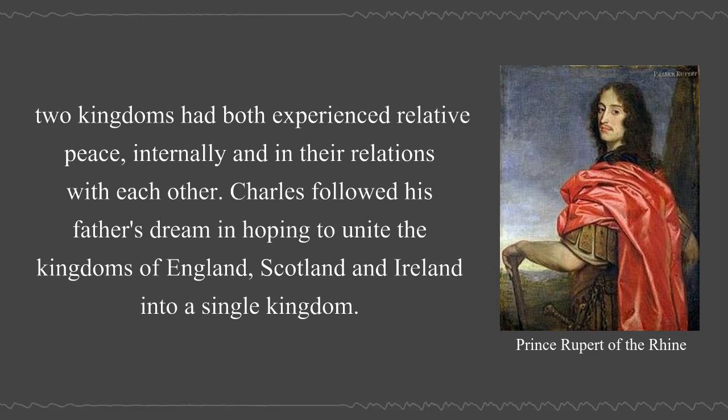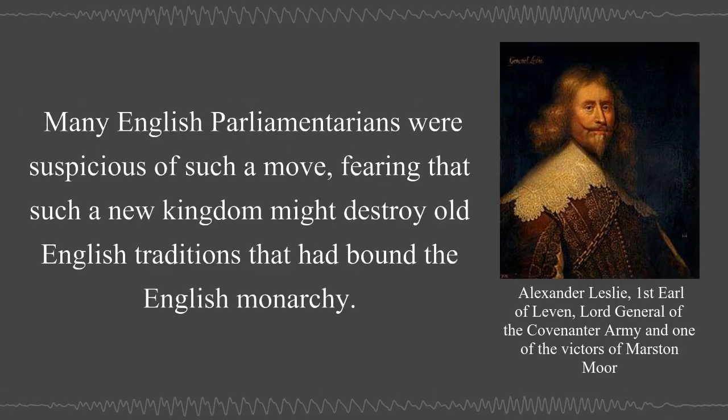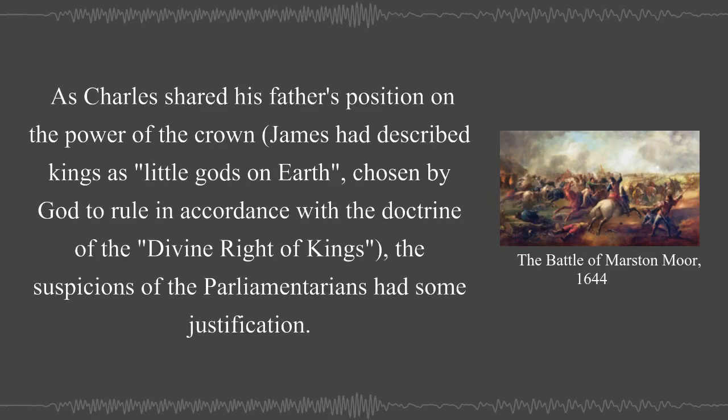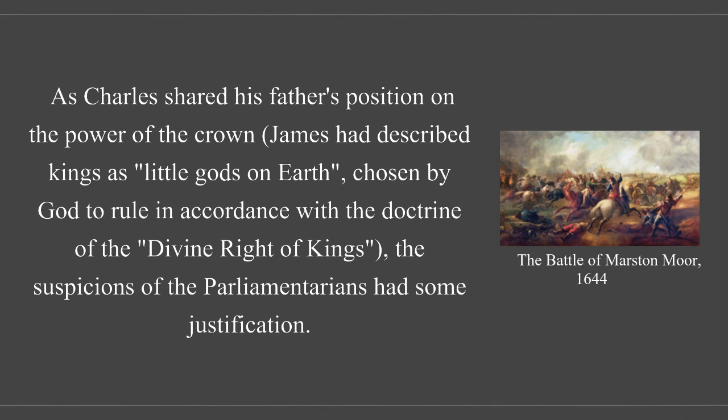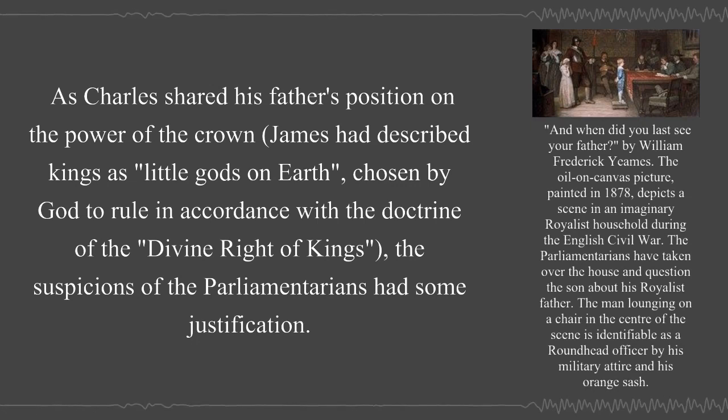Charles followed his father's dream in hoping to unite the kingdoms of England, Scotland, and Ireland into a single kingdom. Many English parliamentarians were suspicious of such a move, fearing that such a new kingdom might destroy old English traditions that had bound the English monarchy. As Charles shared his father's position on the power of the crown, James had described kings as little gods on earth, chosen by God to rule in accordance with the doctrine of the divine right of kings. The suspicions of the parliamentarians had some justification.